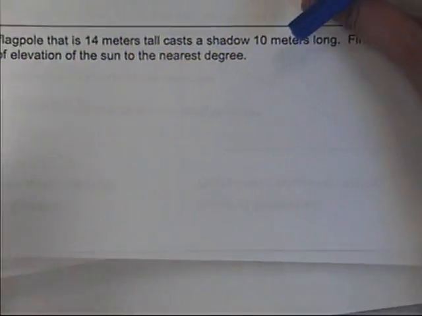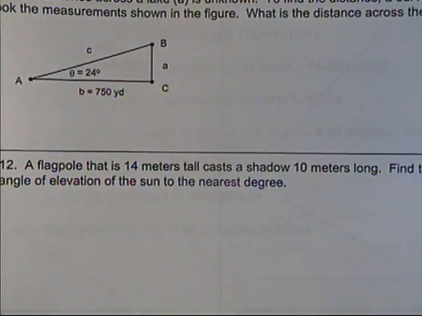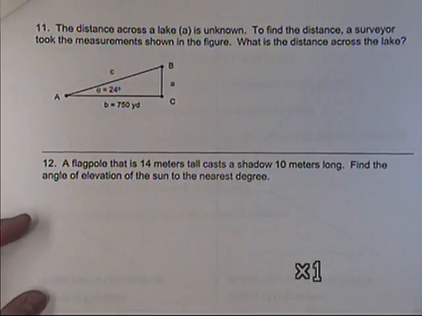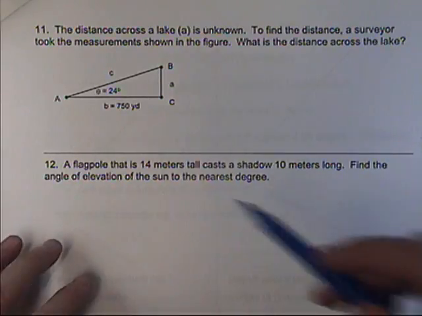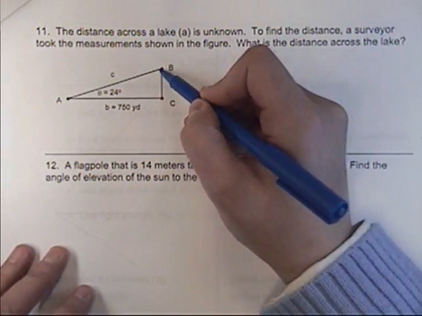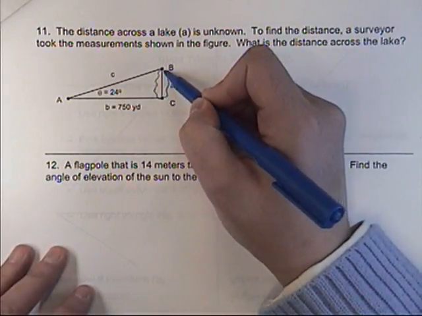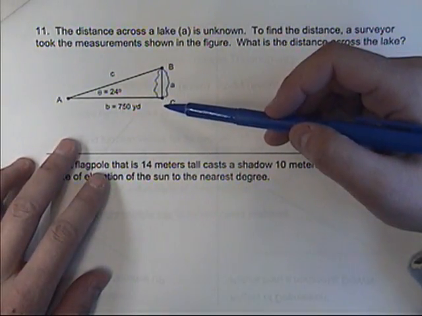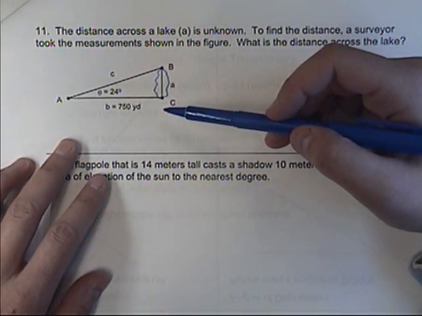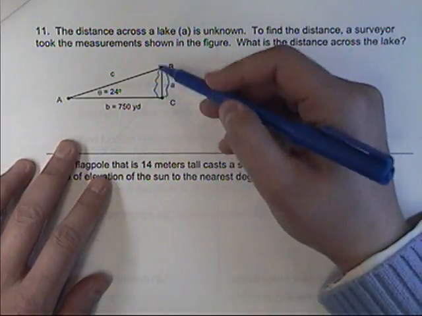Okay, and on the last page, I have some of the basic trigonometry that you guys have seen a long time ago. The first time you ever used trigonometry, you did this kind of thing. So basically, here's a lake right here. And they want to know the distance across the lake. The distance across the lake is unknown.